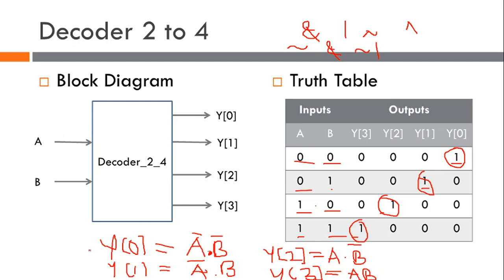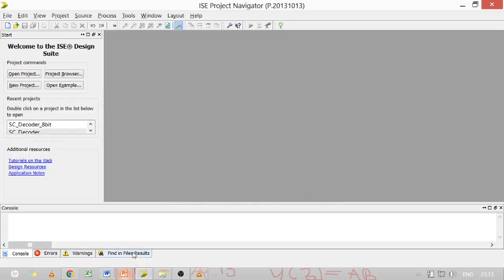So for that, here we are using a data flow modeling style where we write the equations, the Boolean equations, but in the case of the Verilog language. So let's go with this. So here we are using the IDE, Xilinx 13.7. So how to start this particular platform, Xilinx?